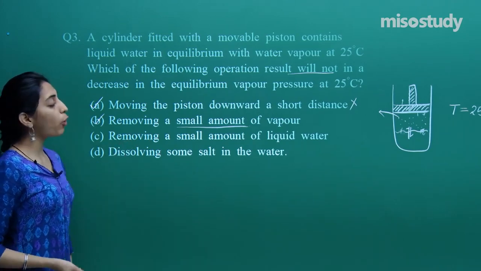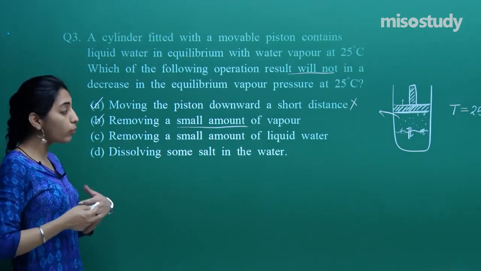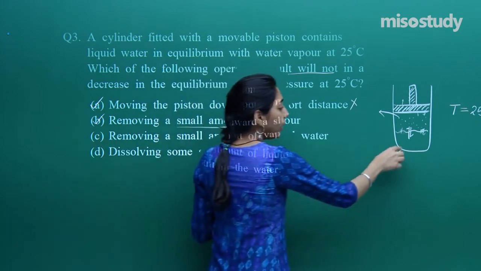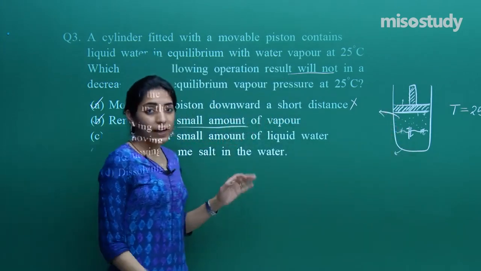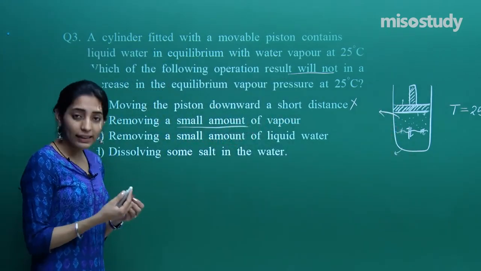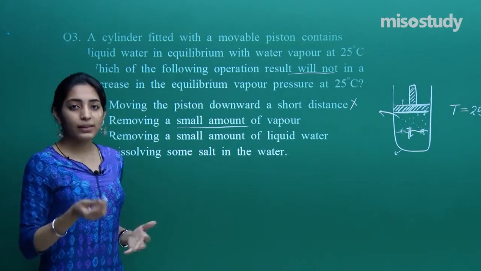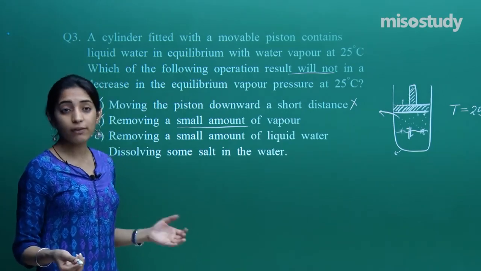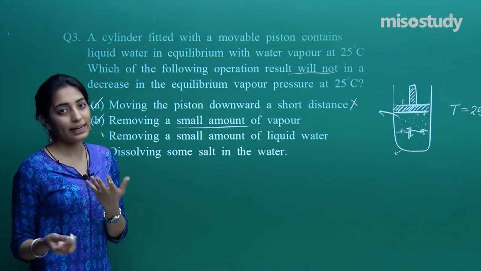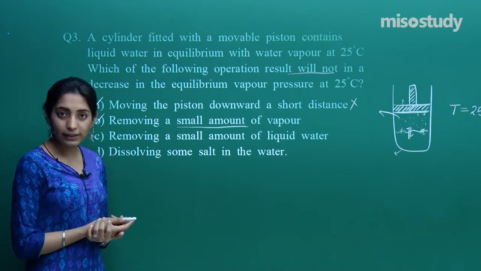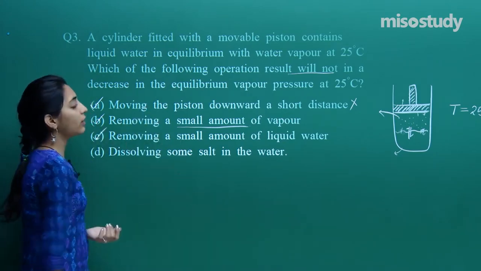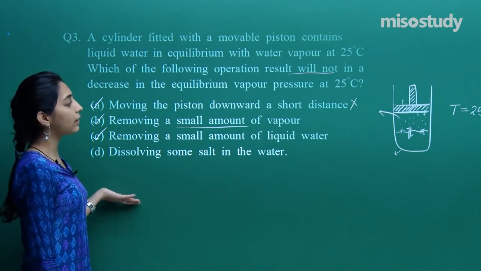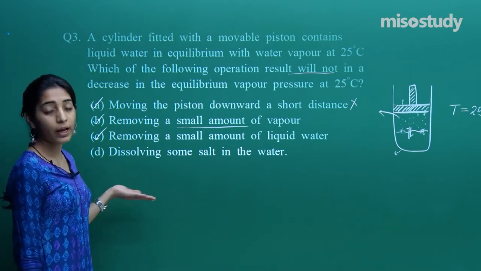Third is removing a small amount of liquid water. If you remove a small amount of liquid water, then once again, since it is getting removed in a small amount, the equilibrium will re-establish itself. So more evaporation will take place and hence again the equilibrium will be established. So even this is not going to result in a decrease in the equilibrium vapor pressure.